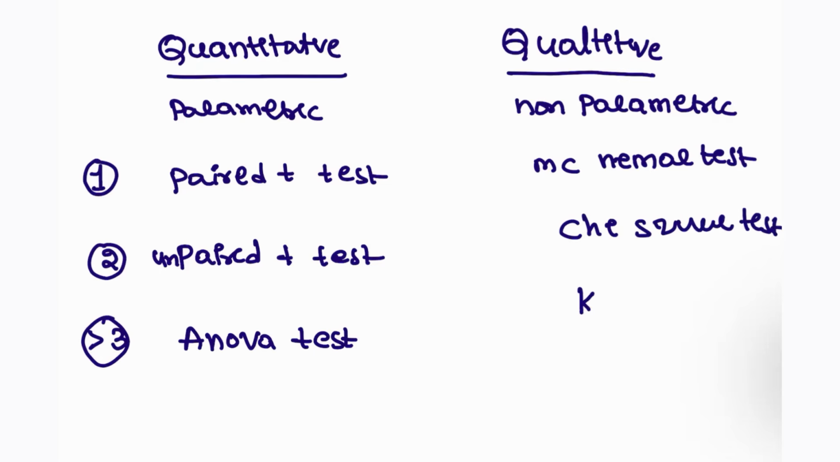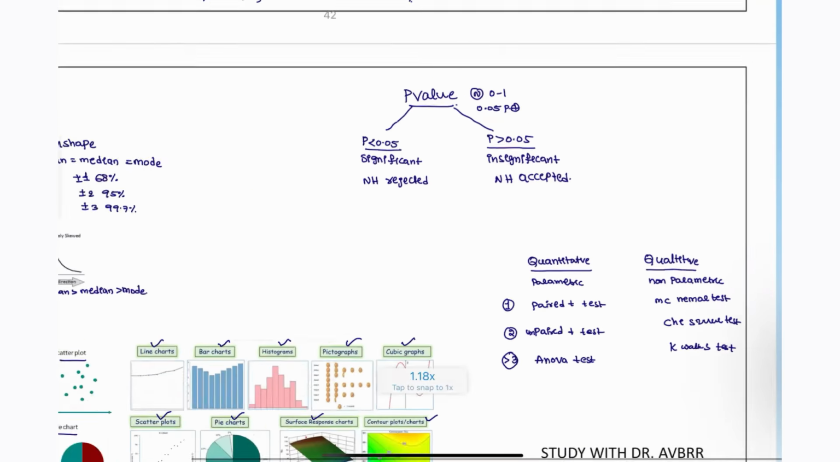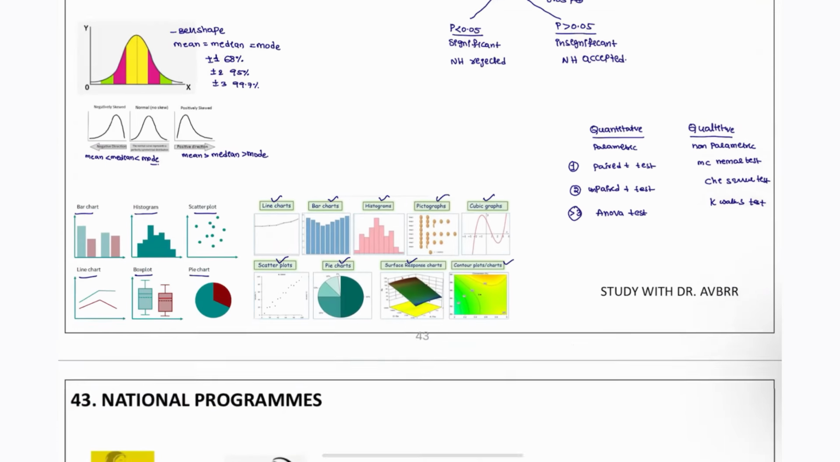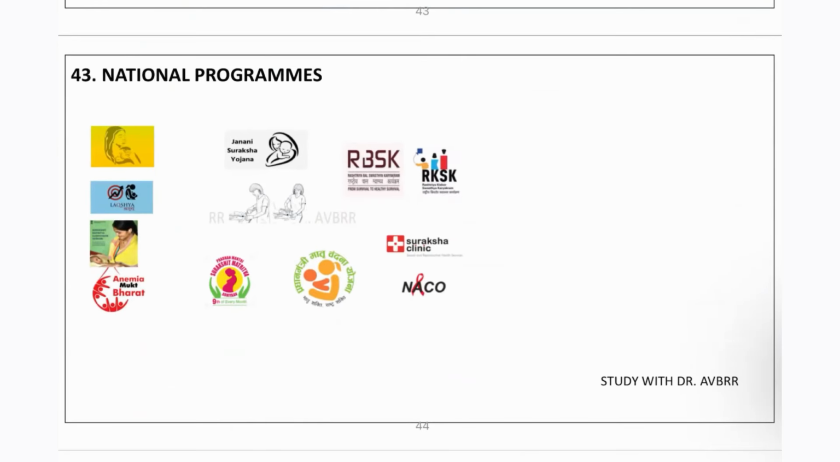And K Waltz, sorry, K Waltz. Okay, this is the K Waltz test. These are the different types of tests that are present in biostats. Next, moving on to the national programs.